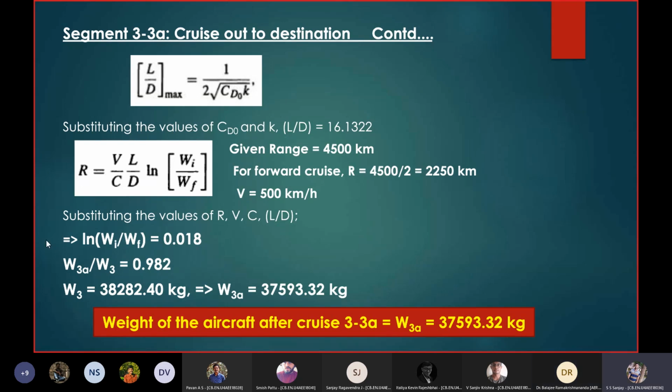The total range given to us was 4,500 kilometers. For the forward cruise, we have divided this by 2, so it is 2,250 kilometers for the forward range. Based on this, the fuel weight fraction for the range is 0.982. So the weight of the aircraft after this phase, cruise out, is 37,593.32 kg.